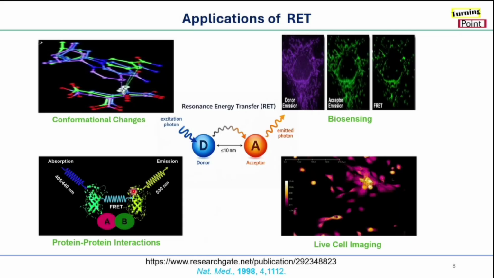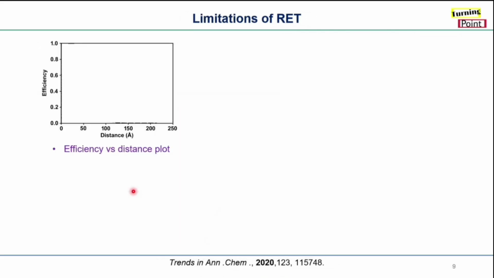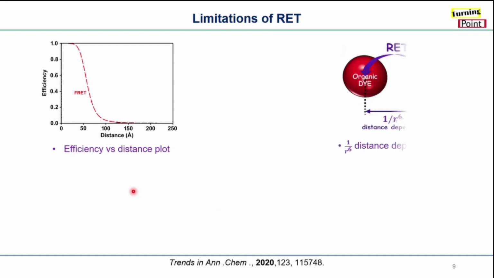Despite these many applications, resonance energy transfer has several limitations. The efficiency of energy transfer decreases rapidly with increasing distance. As shown here, it follows an inverse power 6 distance dependency. This means even a small increase in the distance leads to a drastic reduction in energy transfer efficiency.